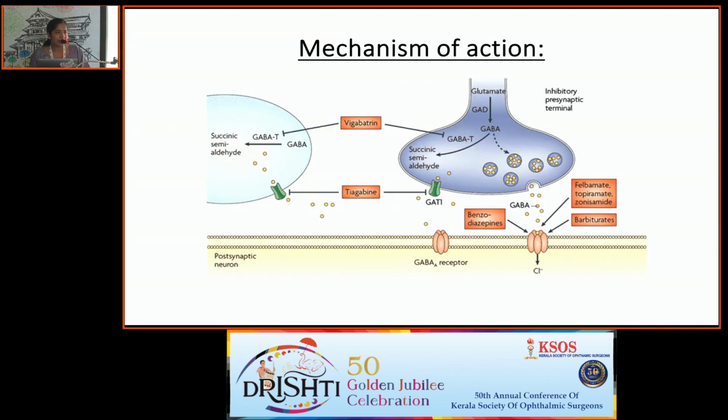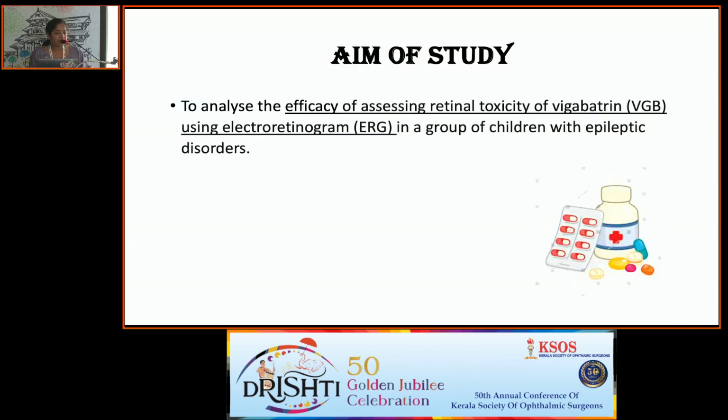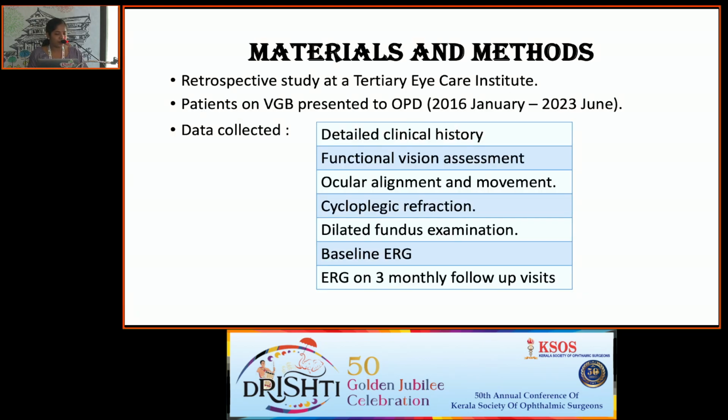So vigabatrin acts at the synapses by inhibiting the enzyme GABA transaminase and thereby increasing the concentration of gamma aminobutyric acid, which is an inhibitory neurotransmitter, producing an anti-epileptic effect. So the aim of the study is to analyze the efficacy of assessing retinal toxicity of vigabatrin using ERG in a group of children with epileptic disorders.